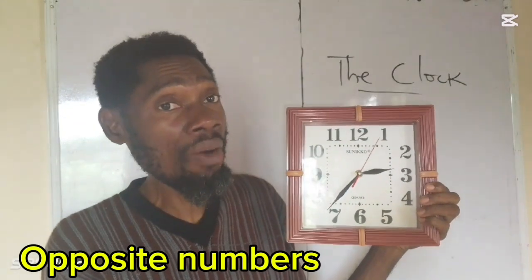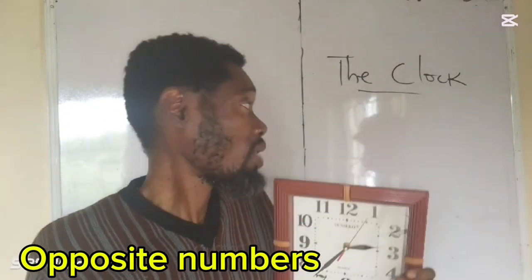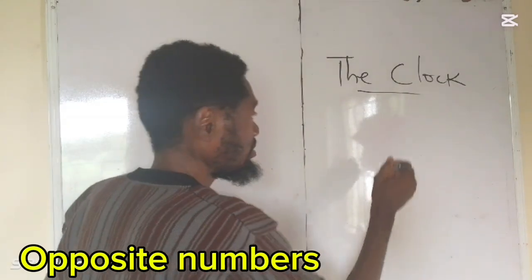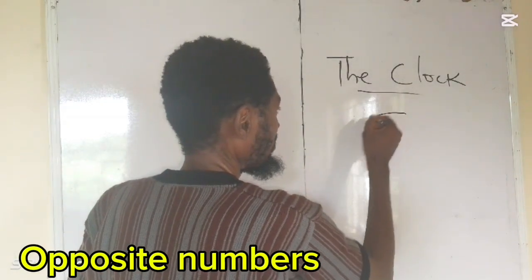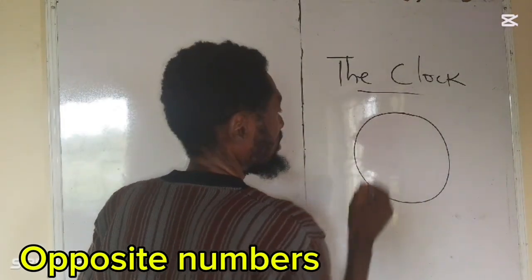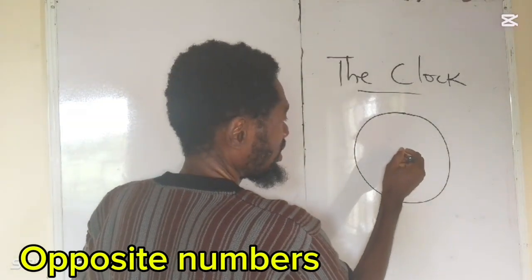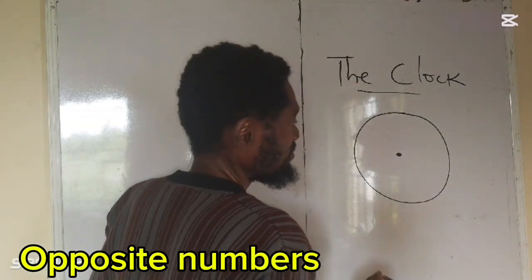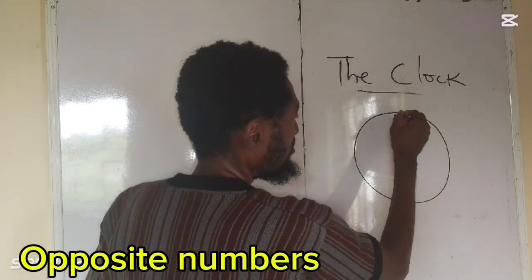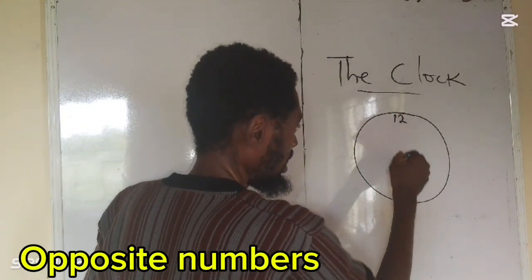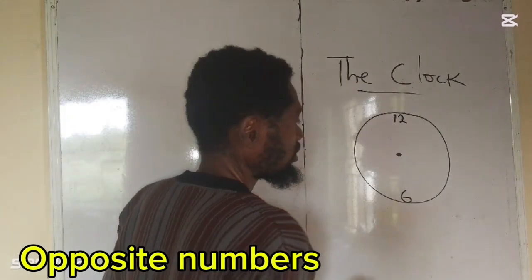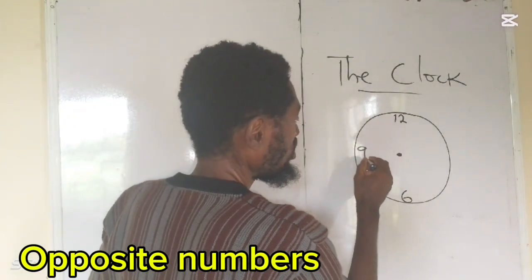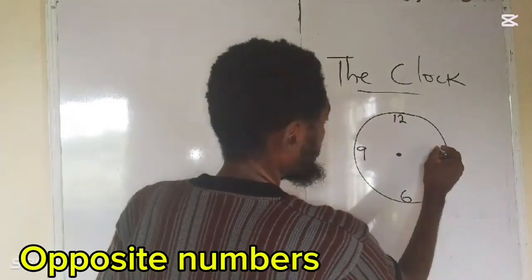So we can all draw our clock right away. How do you go about that? This is what you do. Let's use a circle. Draw a circle. Put a dot at the center of the clock. Can you see that? Then write your 12 up. The number opposite 12 is 6, so put your 6 directly down. Write your 9. The number opposite 9 is 3.